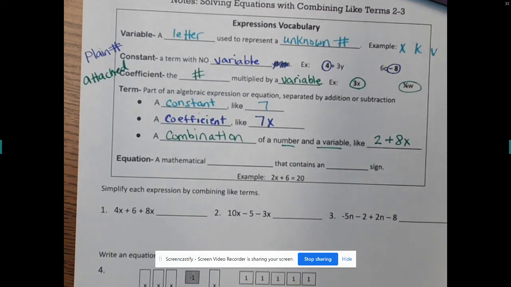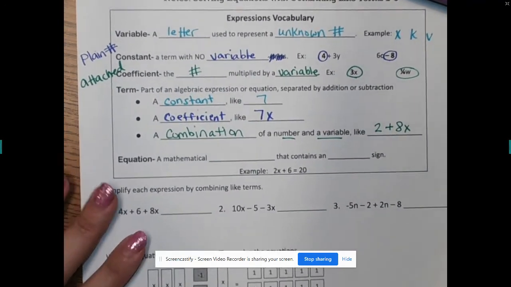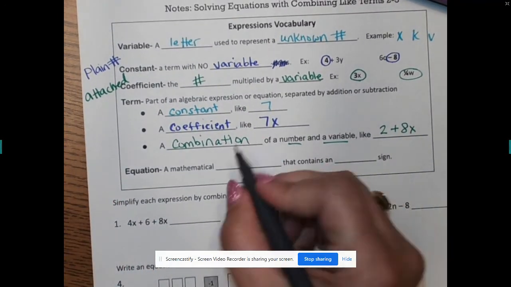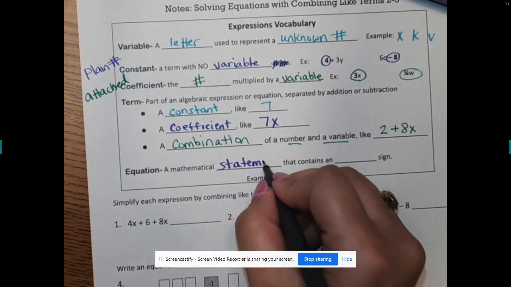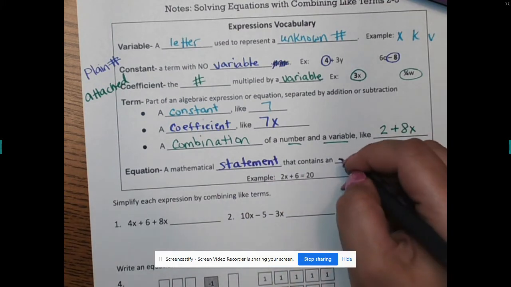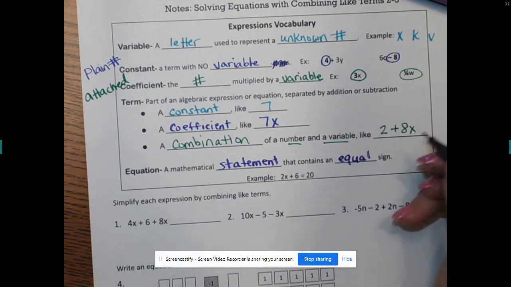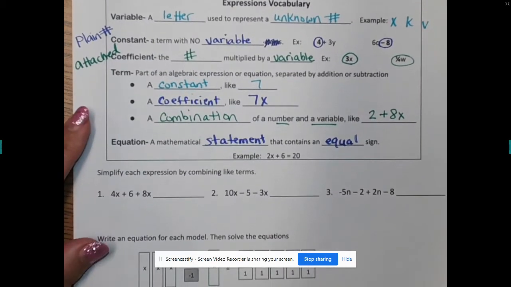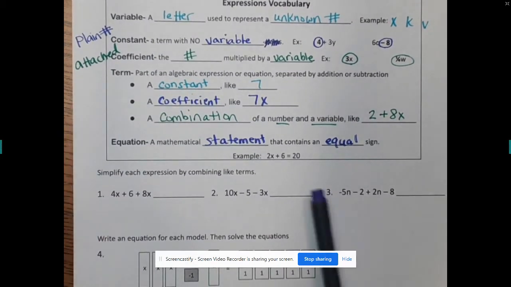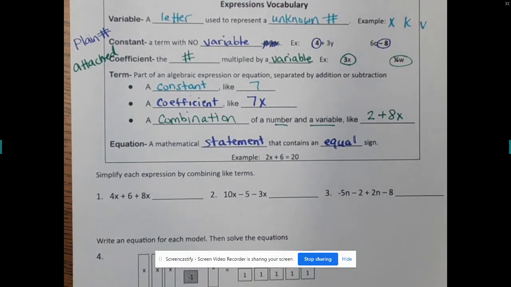Okay? And then you put it all together to make an equation by putting an equal sign. So an equation is a mathematical statement that contains an equal sign. Last year we used inequalities, which are those alligator mouths, greater than, less than. We'll do those again next week. But for right now, we're just doing equal, an equation sign like here. Okay? All right, so when we are doing this, we're going to combine like terms first.